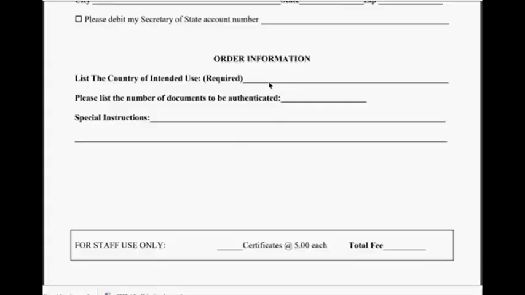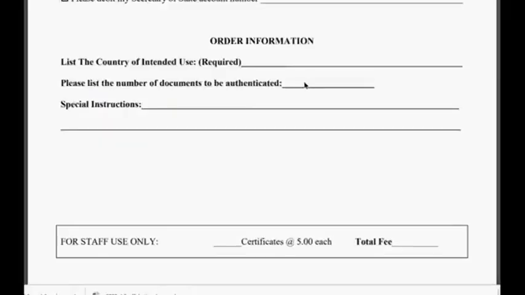All right? Now, list the number of documents to be authenticated. You only need to send one birth certificate. Okay? Because once you authenticate this birth certificate on the state and the federal level, every birth certificate after that one is already accredited. Okay? Now, so you would put one, then special instructions would be USPS priority mail, prepaid envelope for return. And you would also put, since this says it's $5, $5 money order enclosed.